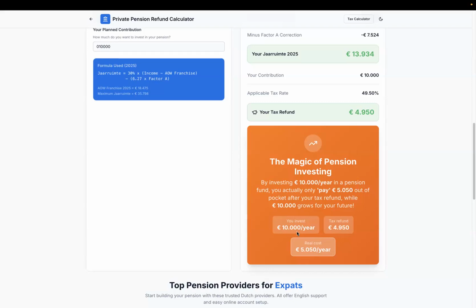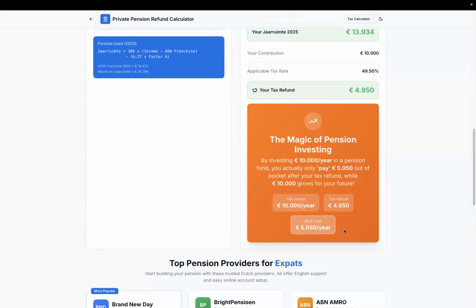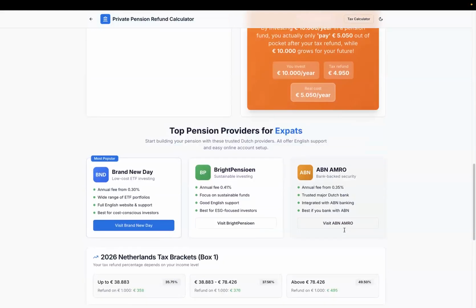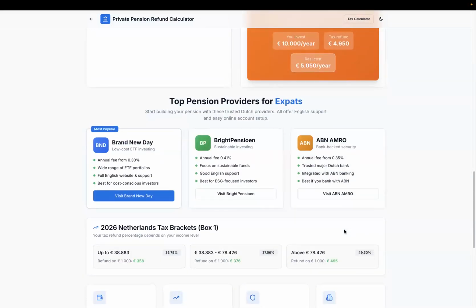But every year, when you invest this amount, you get a tax refund of about 4,950. So essentially, you've only invested about 5,000 of your own money. So it's a very important instrument, and it helps you save tax as well as increase your wealth. So the top pension providers are Brand New Day, Bright Pension, and ABN AMRO. Brand New Day is the most popular. So visit this and create your pension fund.